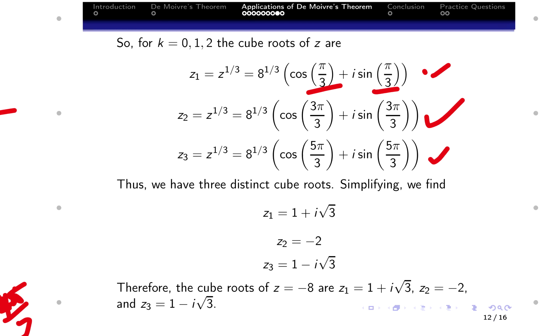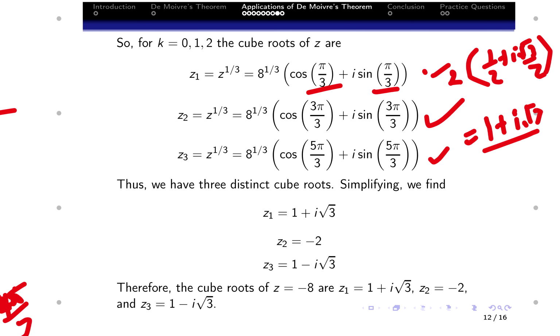Pi is 180 degrees, so pi over 3 is 180 over 3, that's 60 degrees. And we know cos 60 degrees is 1/2 and sine 60 degrees is √3 over 2. And 8 raised to the power 1/3 is simply 2. So if you expand this, 2 times half is 1, plus i, 2 cancels 2 again, you have √3. So z1 is 1 + i√3.